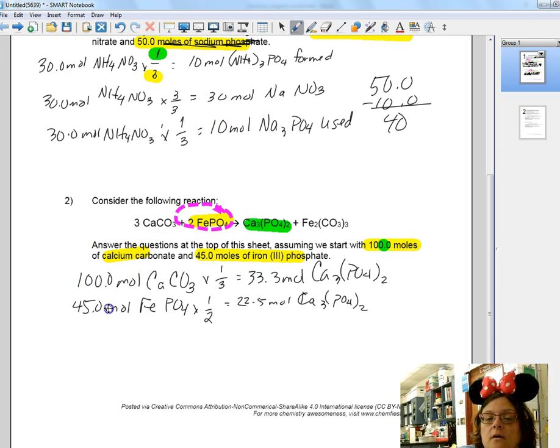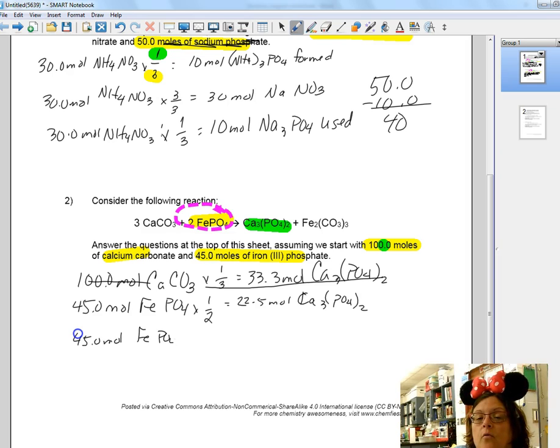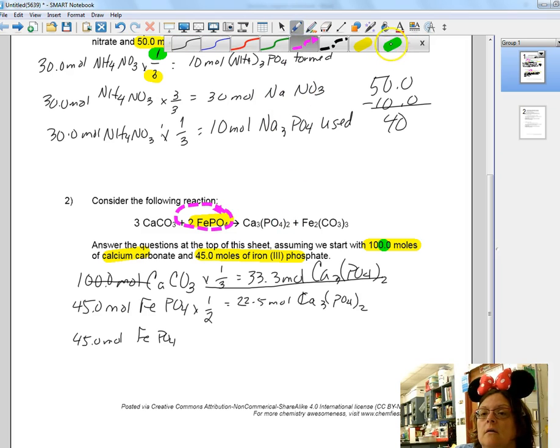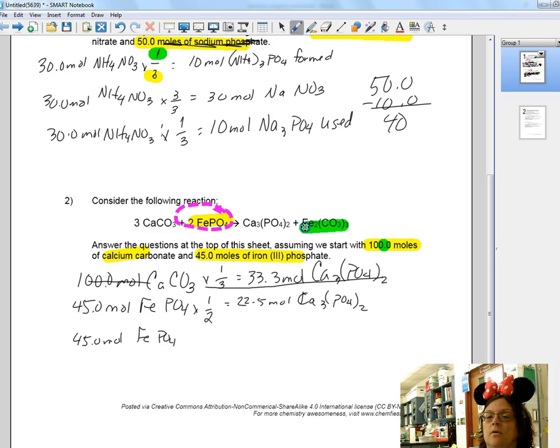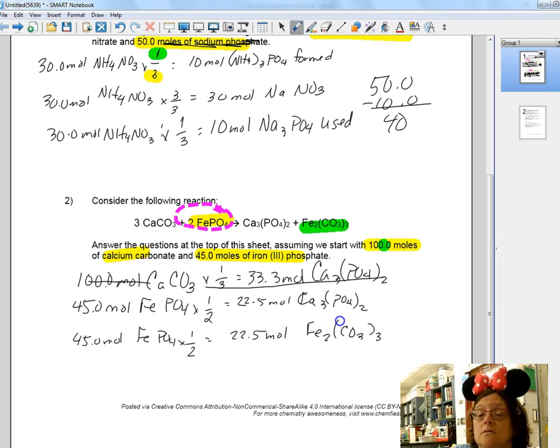Remember what I did before? I erased it. This time I'm not going to erase it. I'm just going to draw a line through it. And I'm going to use 45 moles of FePO4 to calculate my other needed. My other needed is iron 3 carbonate. What's my ratio? It's a 1-to-2. So that means I'm going to produce 22.5 moles of iron 3 carbonate. Same amount of moles of both.